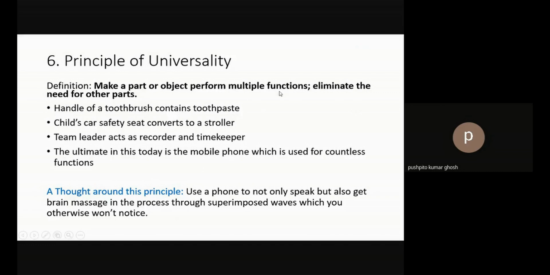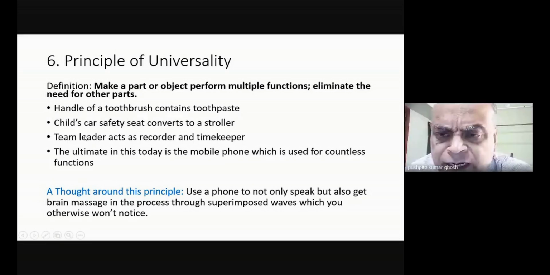But multiple functions can also have a different meaning. Like for example, you could have somebody who's a multitasking sort of person, who can do many things. Take a team leader who's also the timekeeper, recorder of the lectures, etc. Take your CR, your class representative.